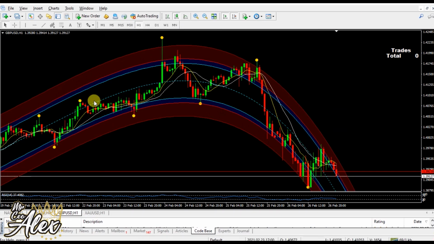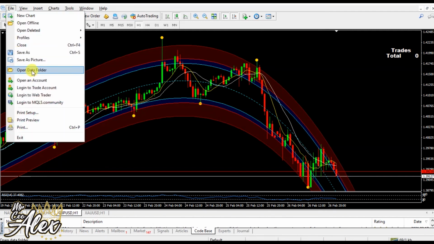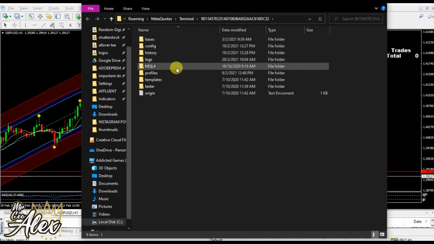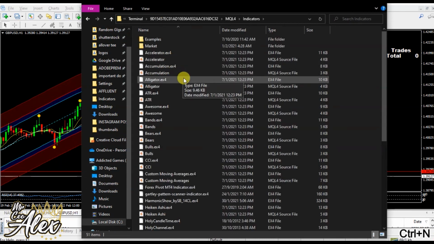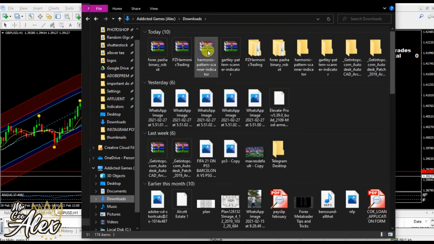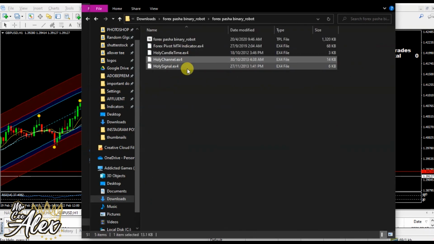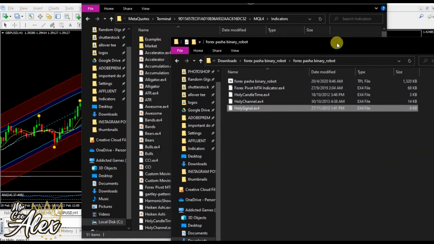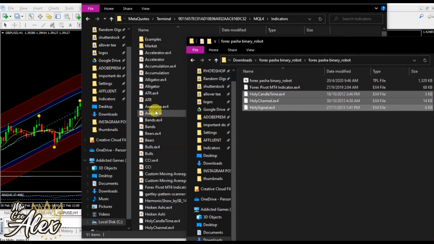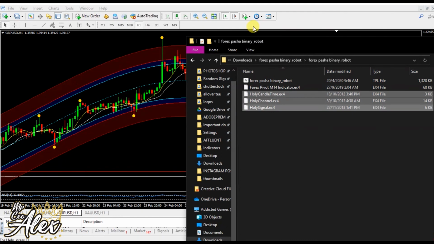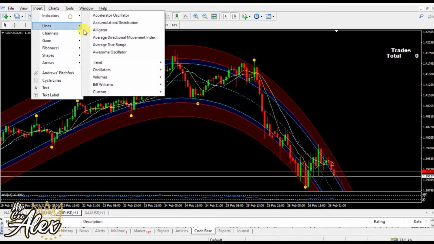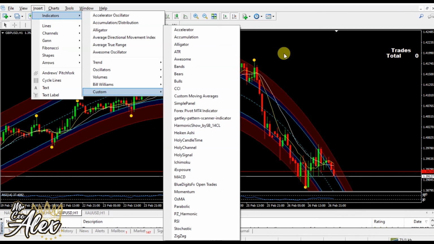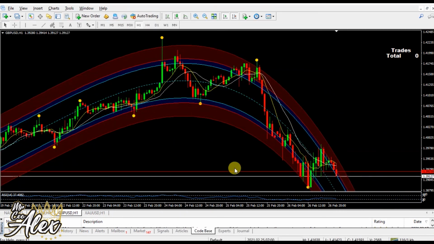Now, once you download it, all you have to do is go to File, Open Data Folder, go to MQL4, and go to Indicators. Once you've extracted the indicator, you would see Holy. All you have to do is drag and drop all three of these into your Indicators folder, and just refresh MetaTrader. Then go to Insert, Indicators, Custom, and you should see it. If you're not seeing it, you can just close and open it back, and you should be able to see it, guys. Okay.